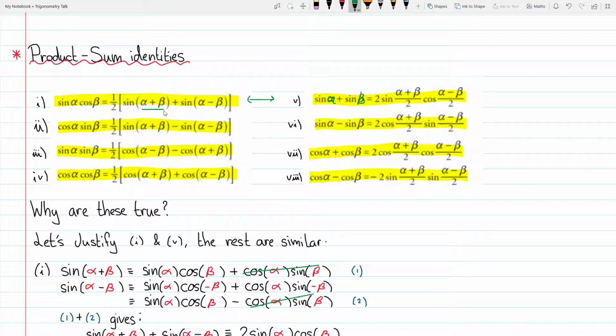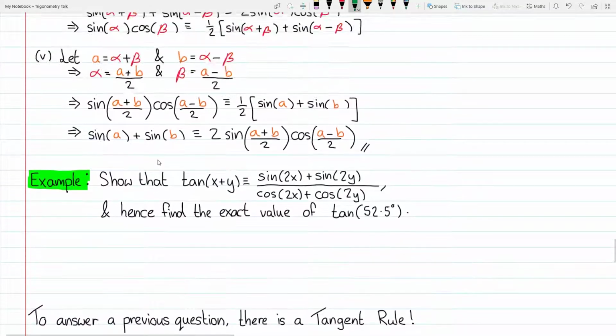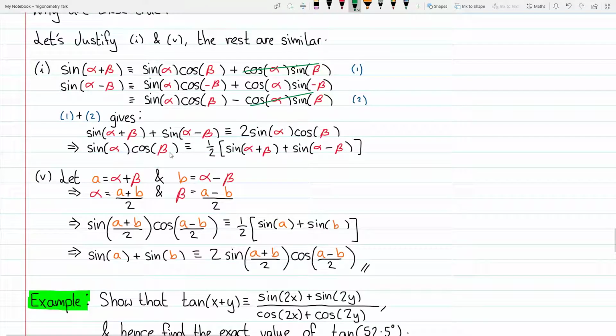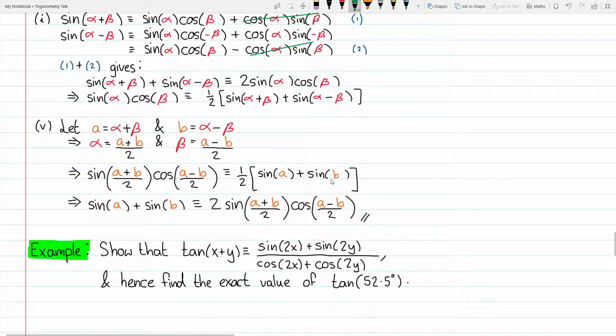If we call A alpha plus beta, and then B alpha minus beta, we can solve for alpha and beta in terms of A and B. We can plug them into the identity above. So we're just plugging them naively into the identity. Those simplify quite nicely. And then if we multiply by 2, then we get the identity as we want.